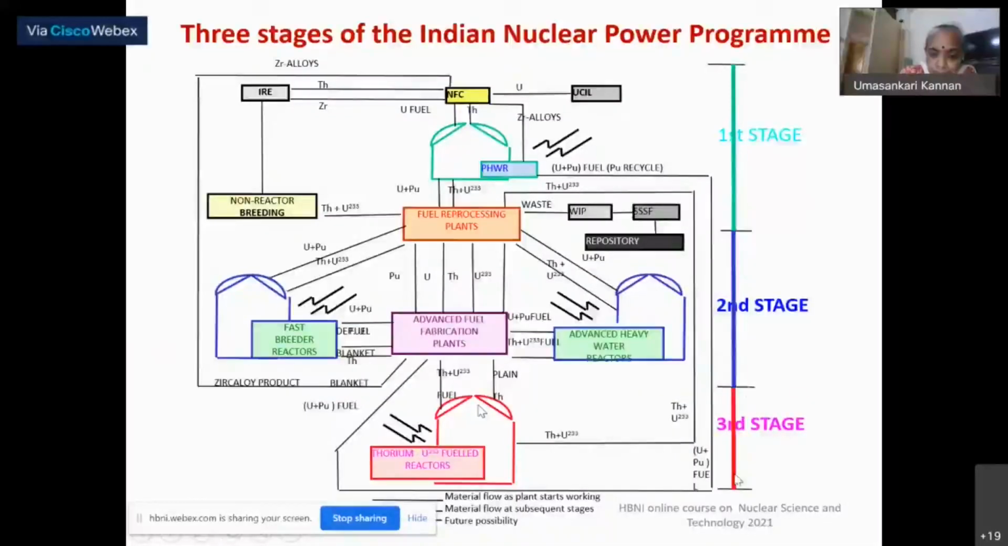And finally, in the third stage, we would like to take uranium-233 from these advanced fuel fabrication plants and thorium from whatever ores we are having, and make a thorium uranium-233 fuel reactor, and thereby the U-233 which is coming out of this reactor can go back to this reactor, and only thorium is required as an external input, which we already have in our country. So if you make a reactor in a self-sustaining mode, you would have nuclear energy, or thorium-based reactors, for all time.